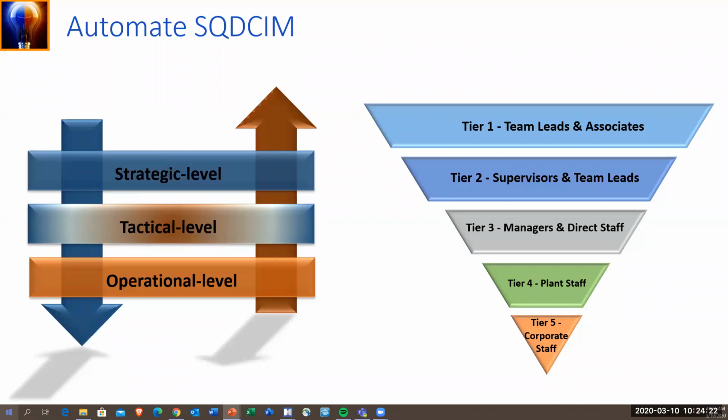And so if we're collecting the information directly from the process, it's very easy to see how that can give us our measurements for the team leads, the associates on the shop floor and so forth, and even the supervisors. If we're collecting that information from the shop floor, we should just be aggregating that information, passing that up along the line. And we should ultimately be able to tie that into the SQDCM metrics for the corporate staff itself.